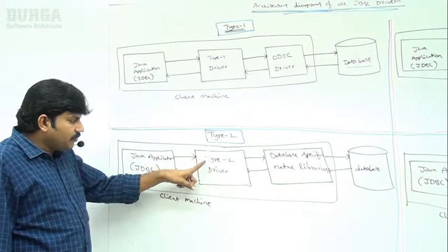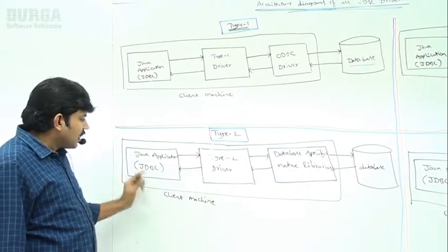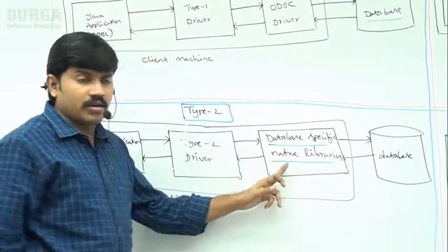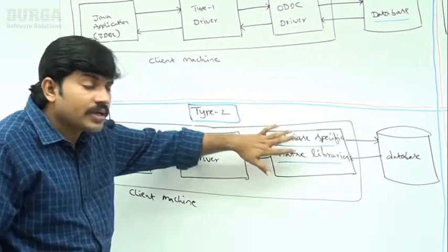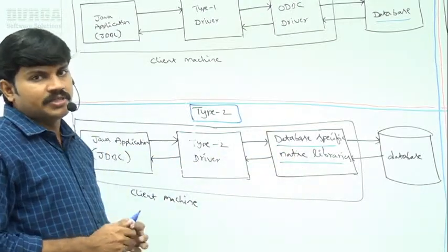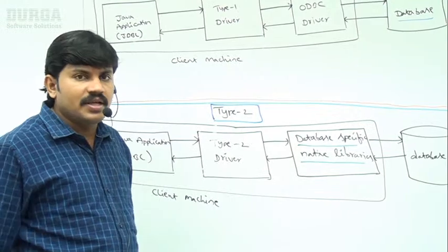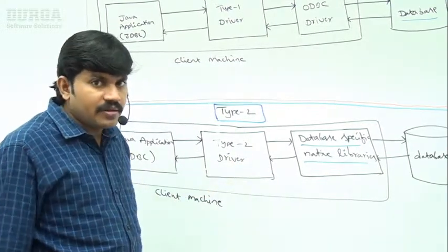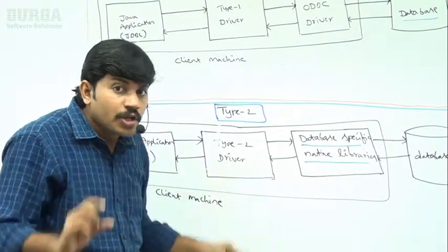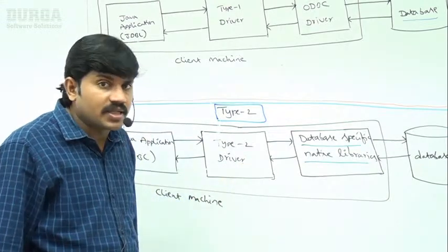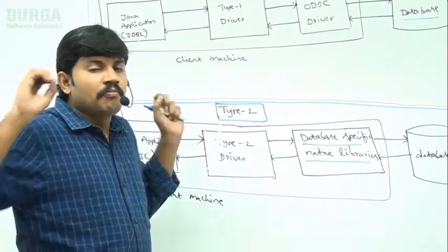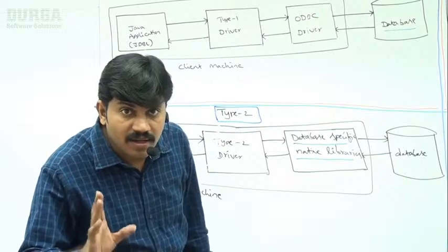Very simple, sir. Type 2 driver converts JDBC calls into database specific native library calls, which can be understood by the database. But the problem with this driver is it is a database dependent driver, it is a platform dependent driver. If you change a platform, you require to change the driver. If you change a database, you require to change the driver. That's why, because it is both platform dependent and database dependent driver. Because of this reason, this driver is not at all recommended to use.